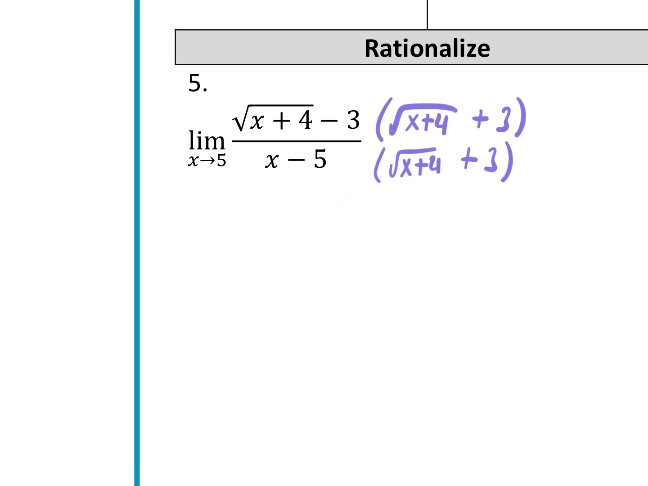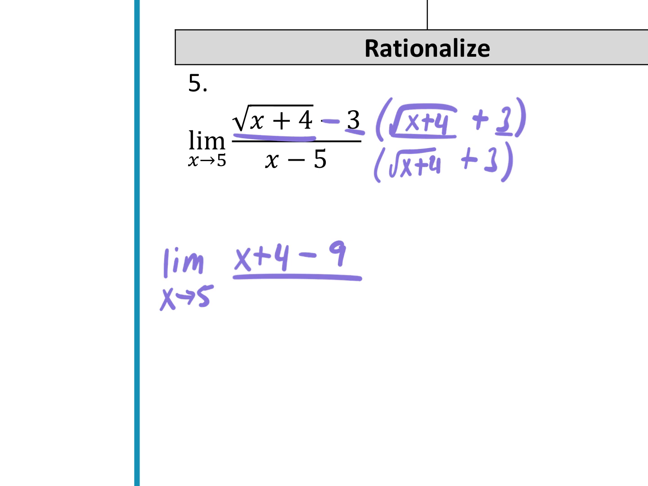All right. And then so we end up with the limit as x approaches 5 of, can we simplify the top? What's our little shortcut? What's the first thing that we're going to write? First times the first, what does that get you? Just x plus 4, right? The radical goes away. There's a minus and a plus, so this is going to get us minus. Last times the last is 9.